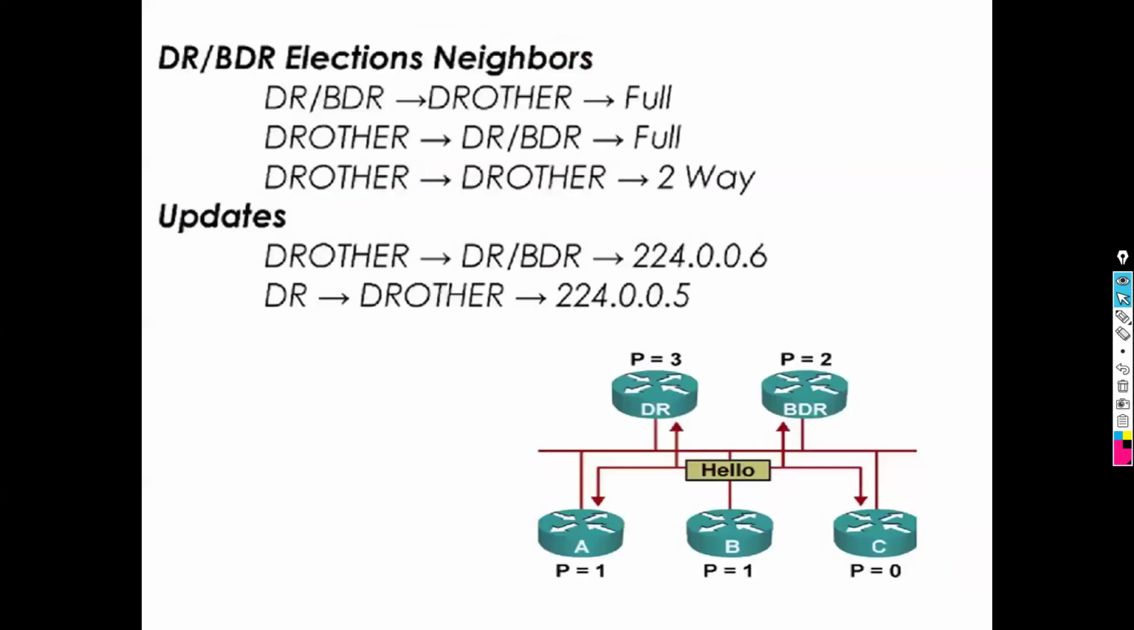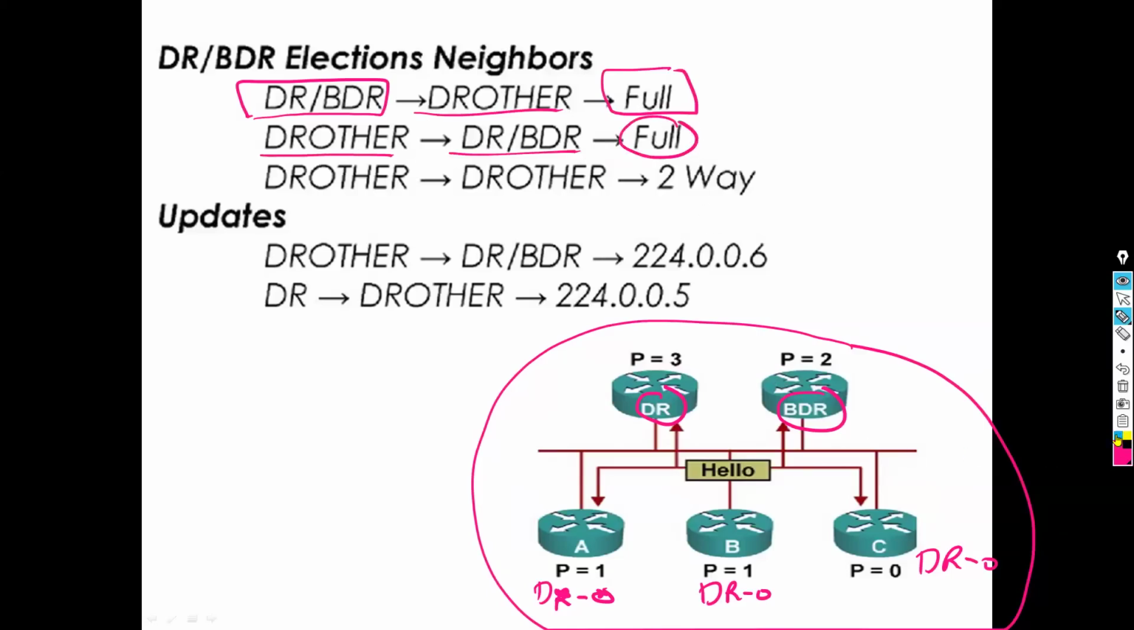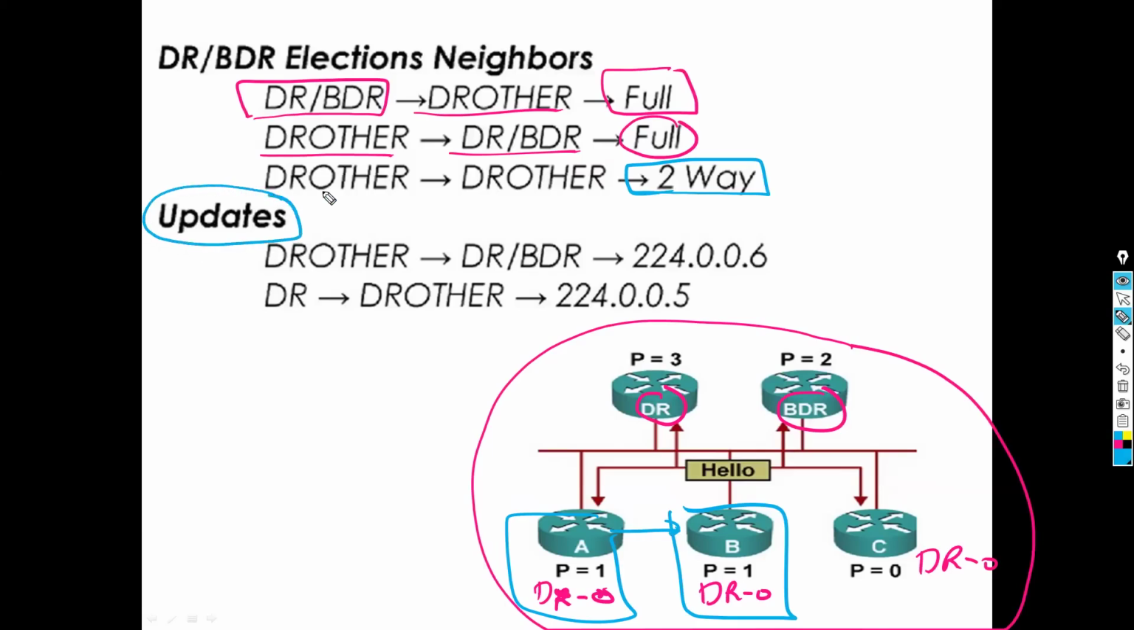Now let's talk about the relationships. Here we have some routers in this area. This one is acting as the DR, this one is acting as the BDR, and these are acting as DROther. The DR and BDR relationship with DROther is Full. The DROther relationship with the DR and BDR is Full. And remember, one DROther relationship with another DROther is only two-way. Now, what about updates? I told you the OSPF protocol uses two multicast addresses.